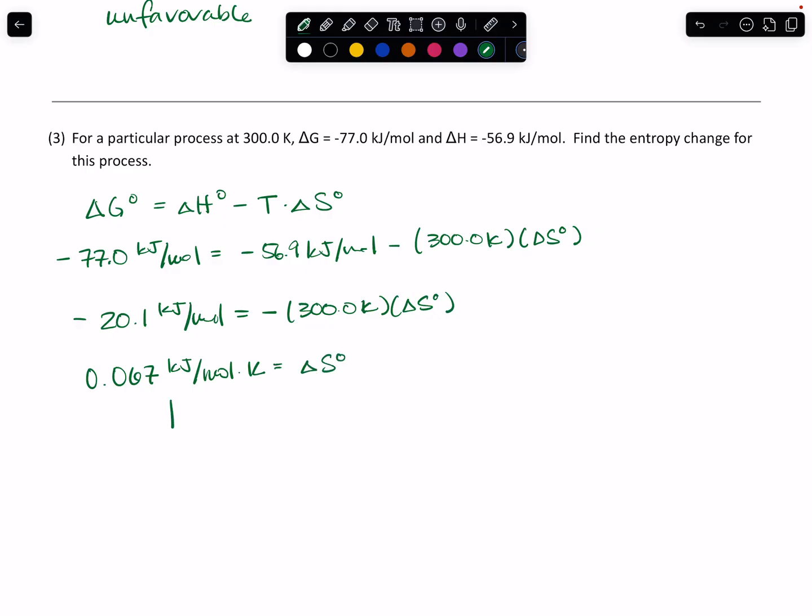That's going to be our entropy change. Now, this is in kilojoules. Remember, we usually see these in joules. So if we convert it to joules, it's a positive 67 joules per mole Kelvin. So what we see here is entropy is increasing for this process. We also have an exothermic process based on that enthalpy change. So free energy will be negative under all temperature conditions for this particular process.